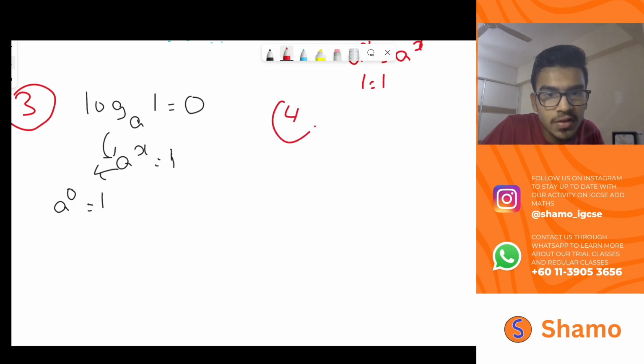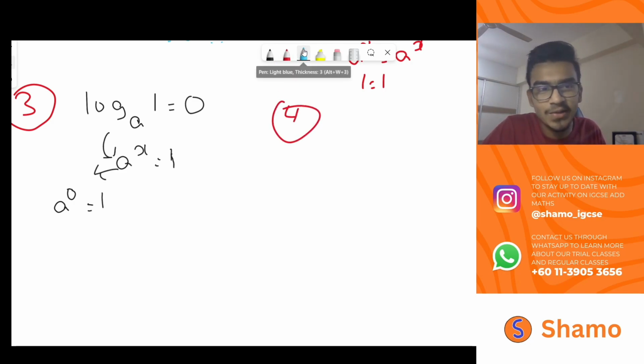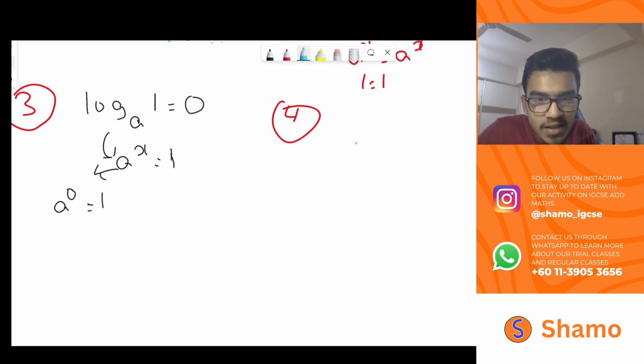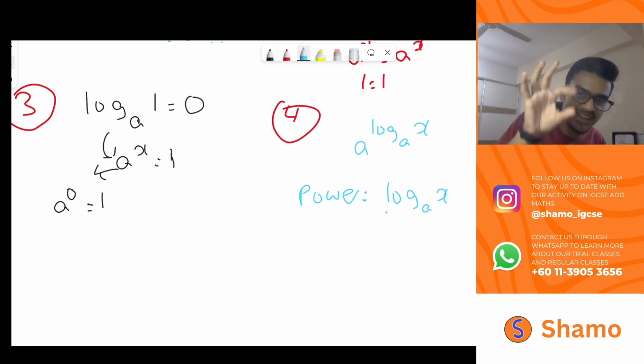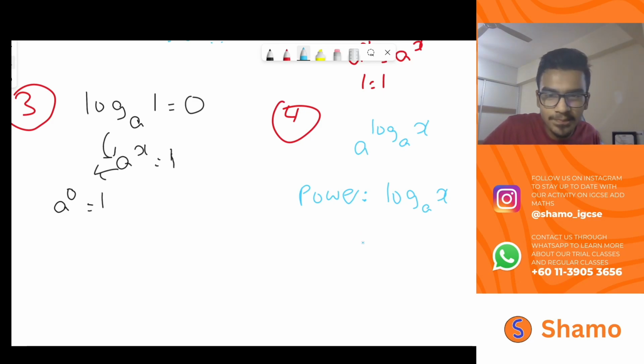Let's go to our fourth rule. You're getting the idea by now that hopefully it's not really a rule, it's just logic. That rule is that if you have a to the power log base a of x, it gives us a certain something which let's explore. First, let's study the power. The power is log base a of x. I'm studying the power first because the index and the log might confuse you together.